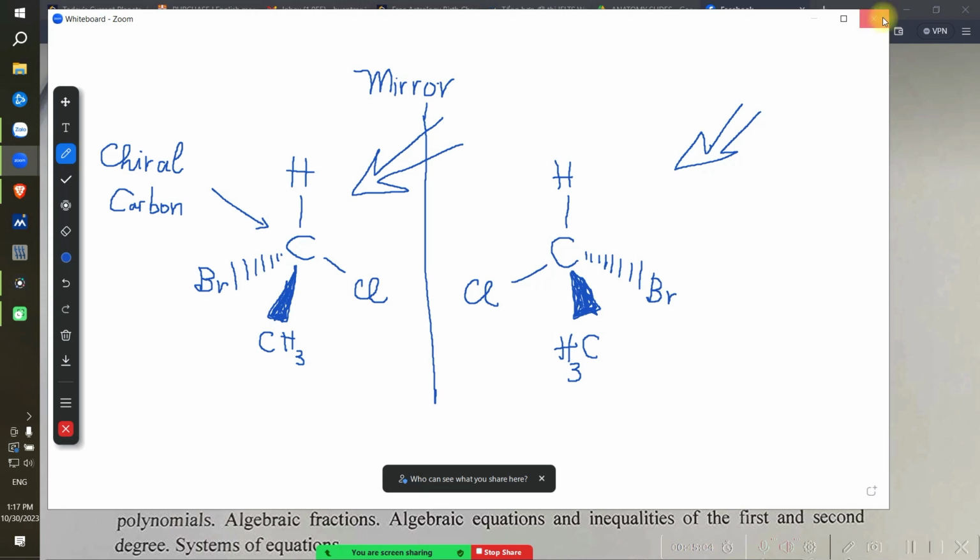So basically using a light beam, it will hit different groups and it results in different optical activity.